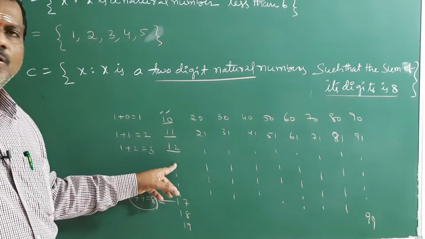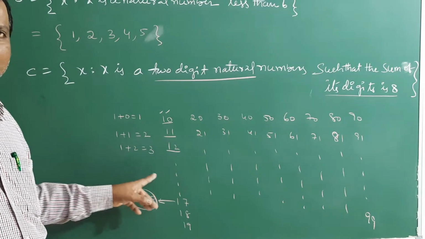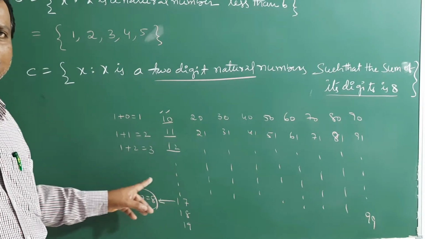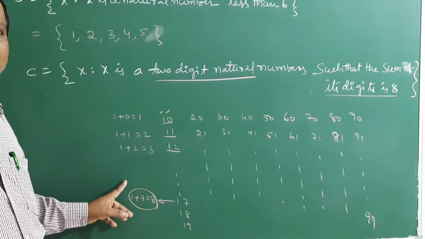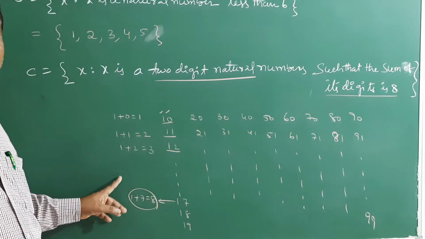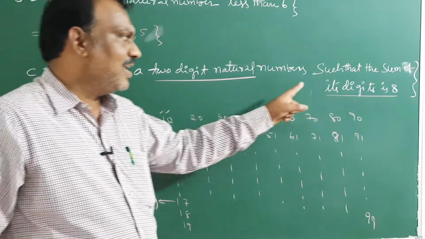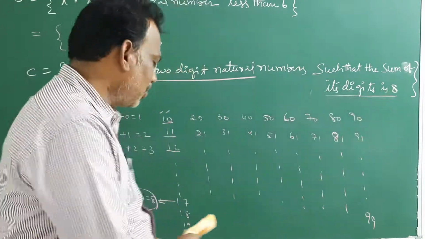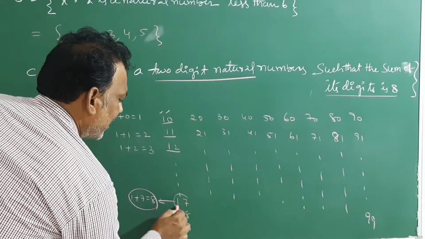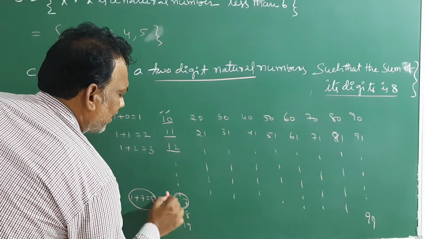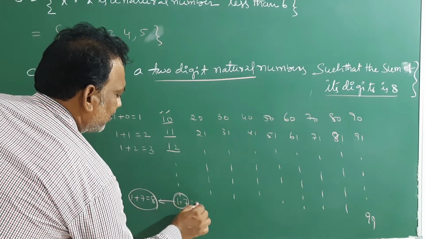If 13, 1 plus 3 is 4. 14, 1 plus 4 is 5. 15, 1 plus 5 is 6. 16, 1 plus 6 is 7. 17, 1 plus 7 is 8. They are asking the sum of its digits is 8. So 17, if you take a 2-digit number, their sum is equal to 8.